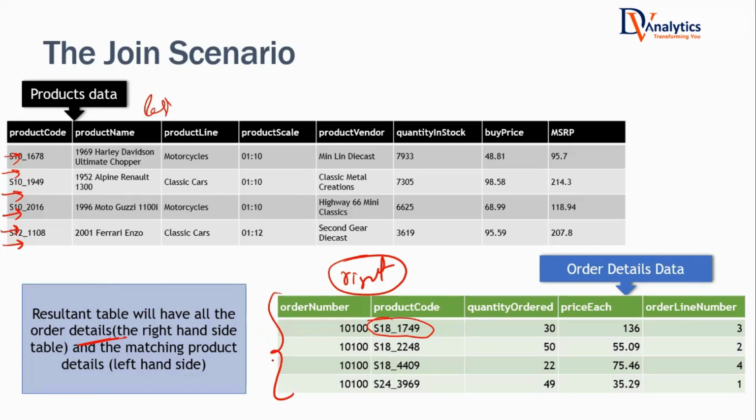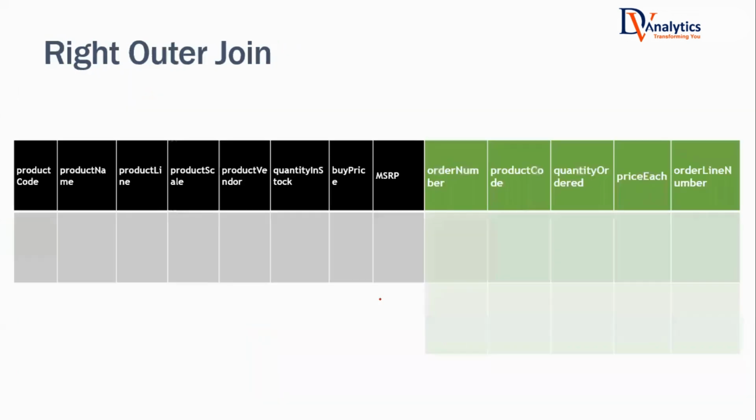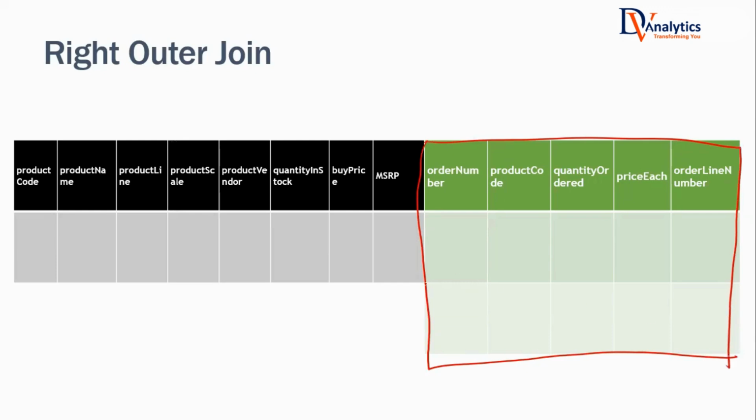What kind of join is this? Keep everything from the right hand side table and bring the matching details from the left hand side table. What kind of join is that? That is right outer join. Everything from the orders table is mentioned here. And then if there are some matching records from the products, that will be attached. If they are not matching, then it will not be able to attach.